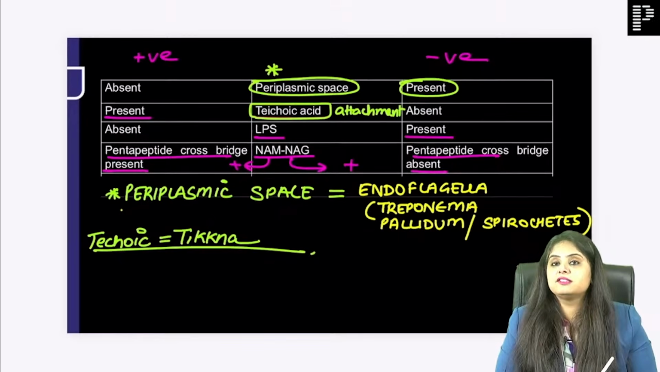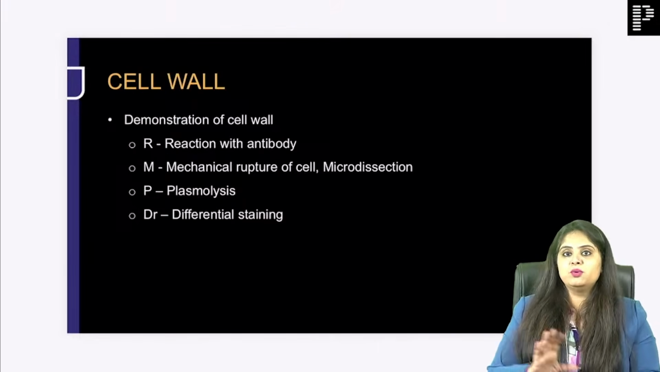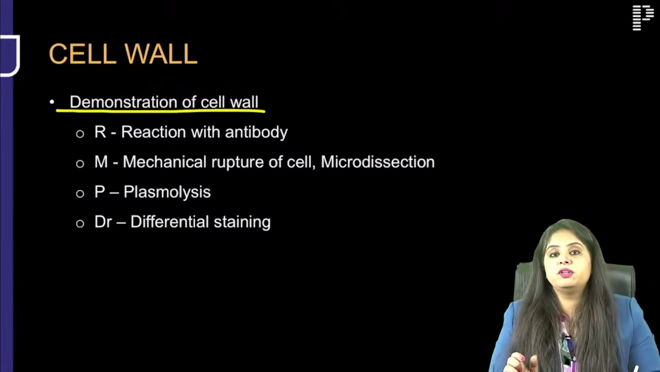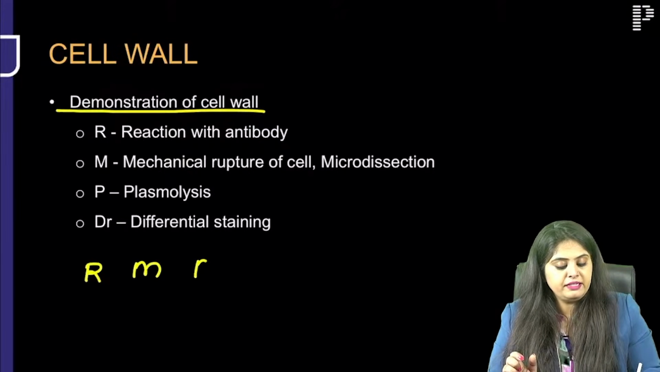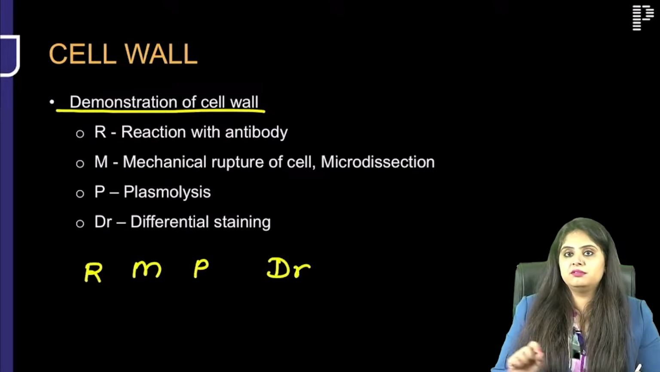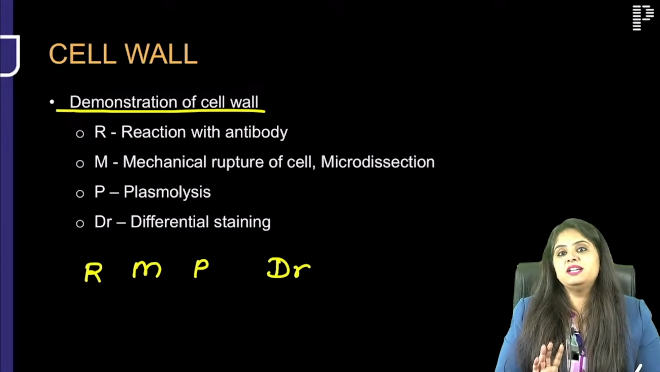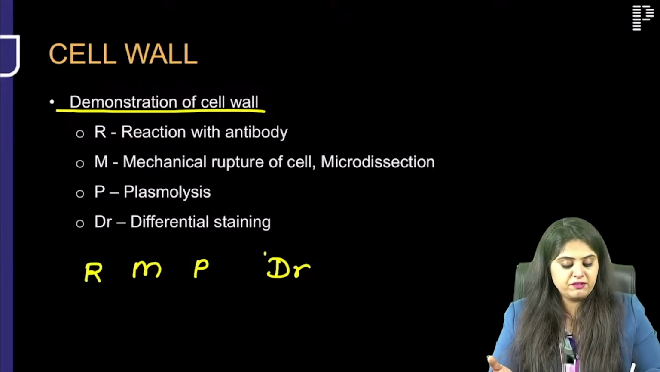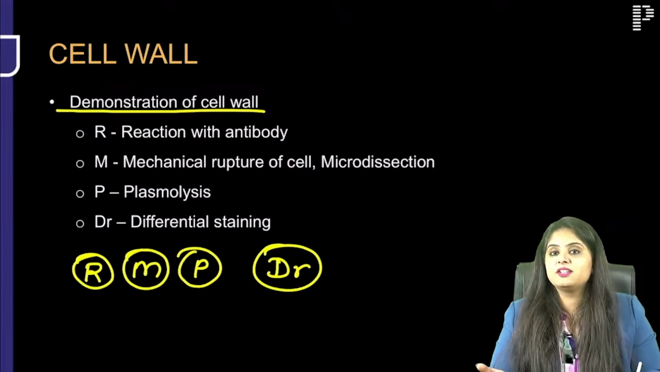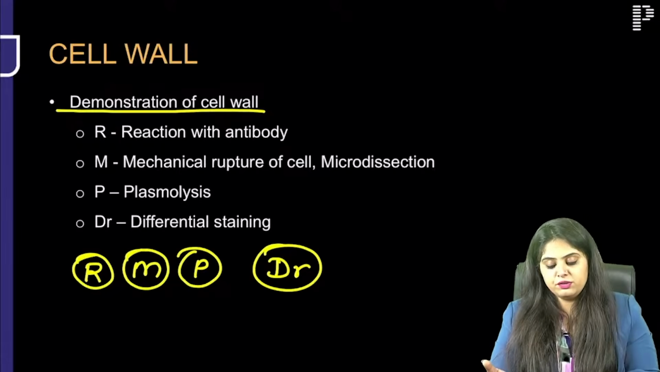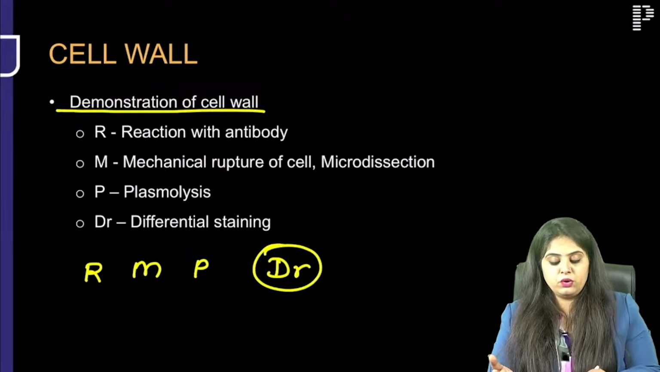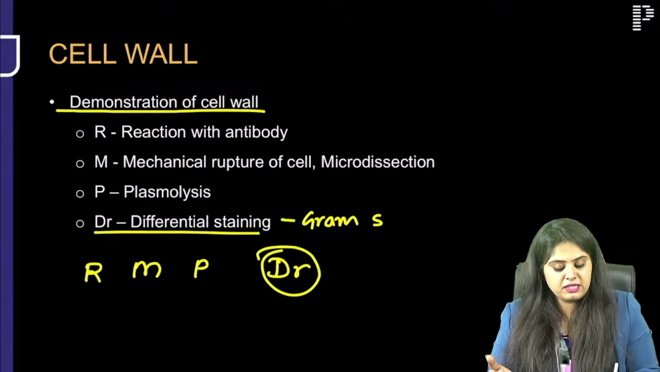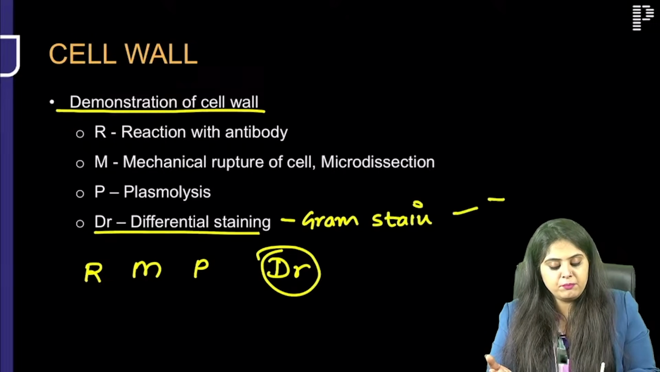Now if I want to ask you, how will you see this? You have read it in theory, how will you see it in the lab? How do you do the demonstration of cell wall? You have 4 techniques. 3 are for writing, 1 is what I genuinely do in the lab. In the lab, we have learned it as RMP doctor, because every doctor has to be a registered medical practitioner. All of us have to get ourselves registered. So registered medical practitioner doctor. Doctor stands for differential staining. Differential staining means gram stain. Yes ma'am, this I understand, gram positive, gram negative.